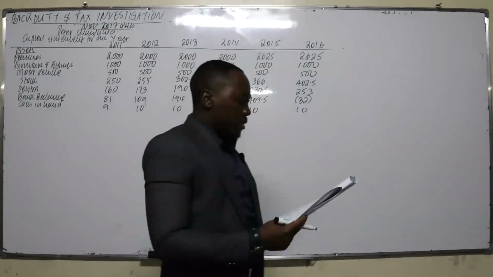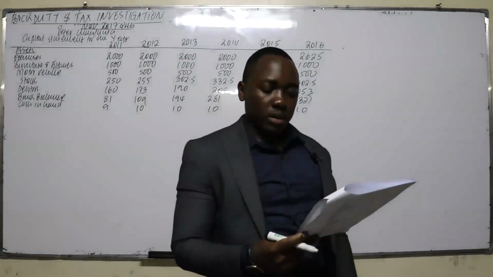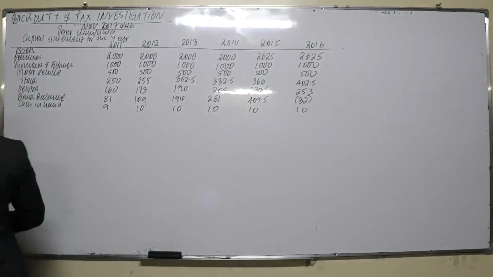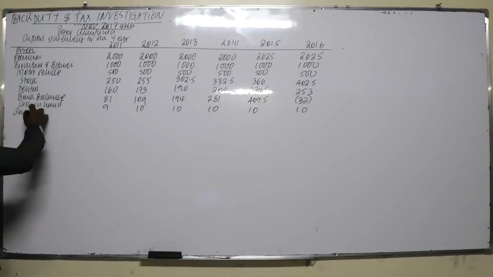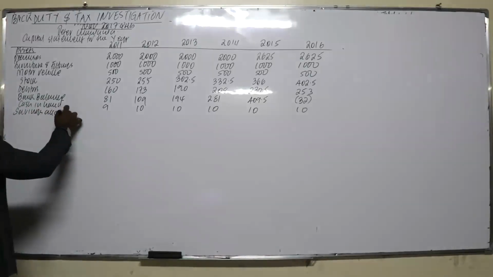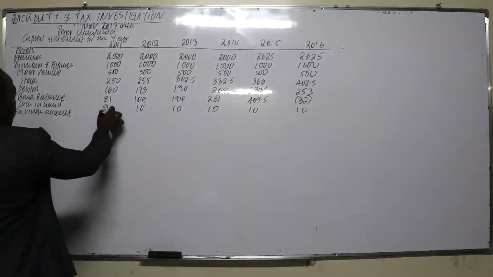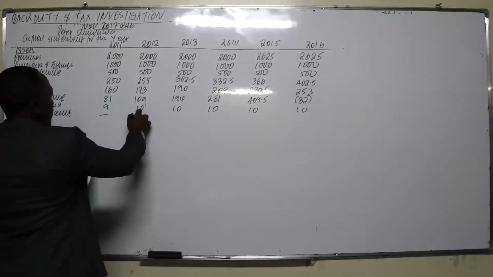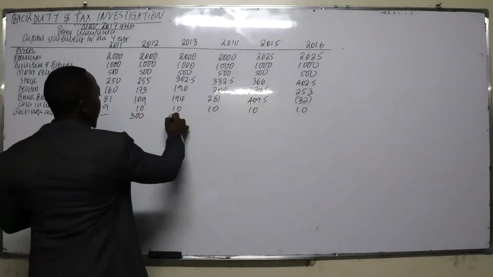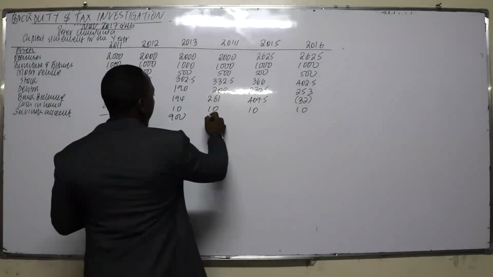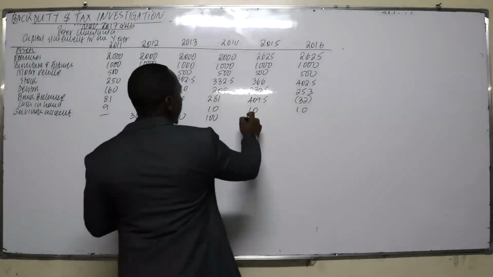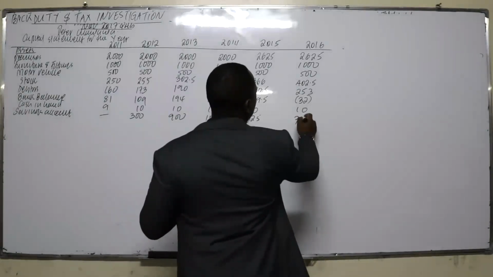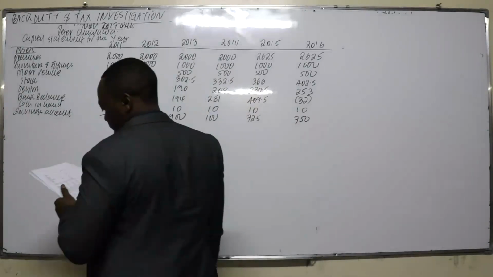And then note number 6, his wife opened a savings account in a commercial bank in the year 2012. A savings account is part of cash and cash equivalent. The savings account he opened in 2012, here we have 300, 900, 100, 725, then 750. I think we have all the assets.